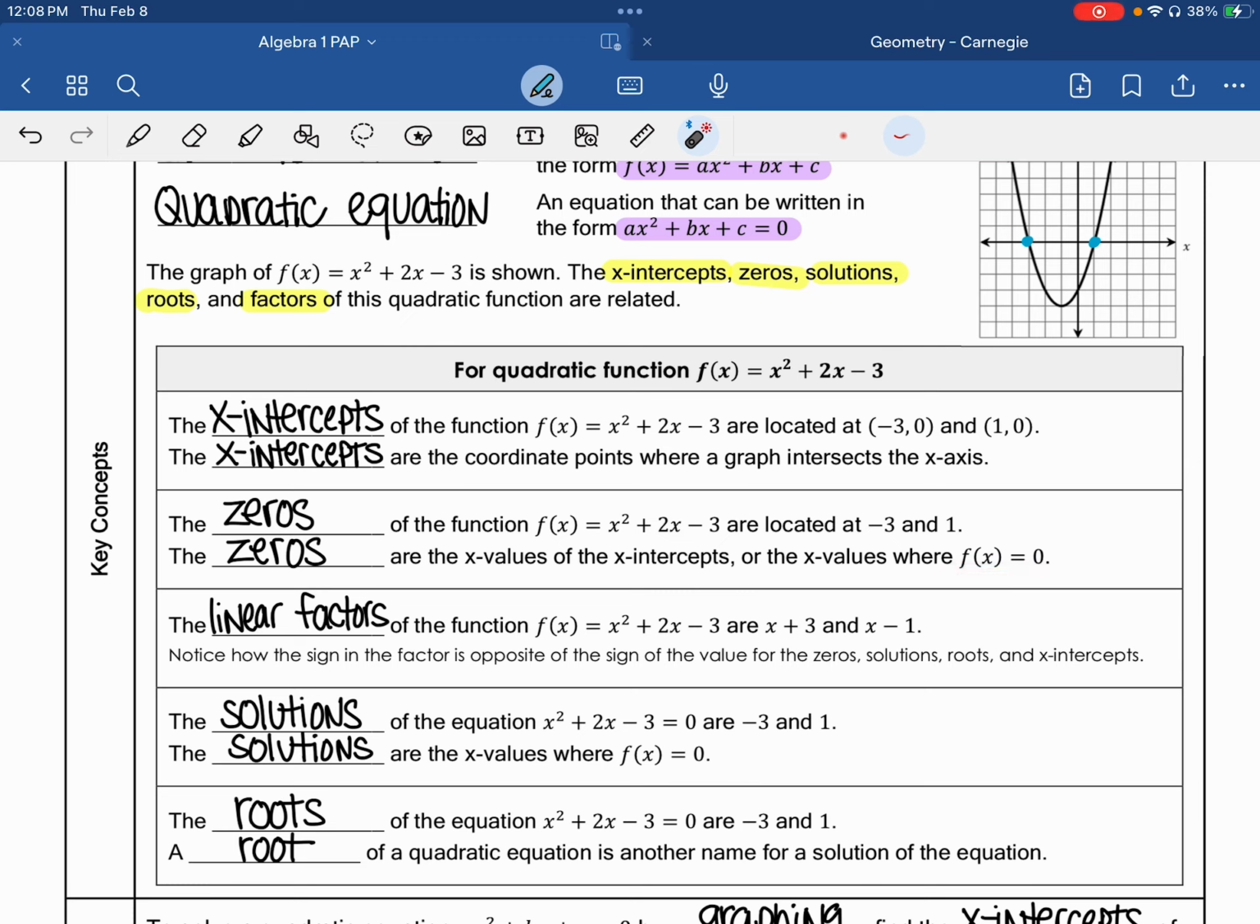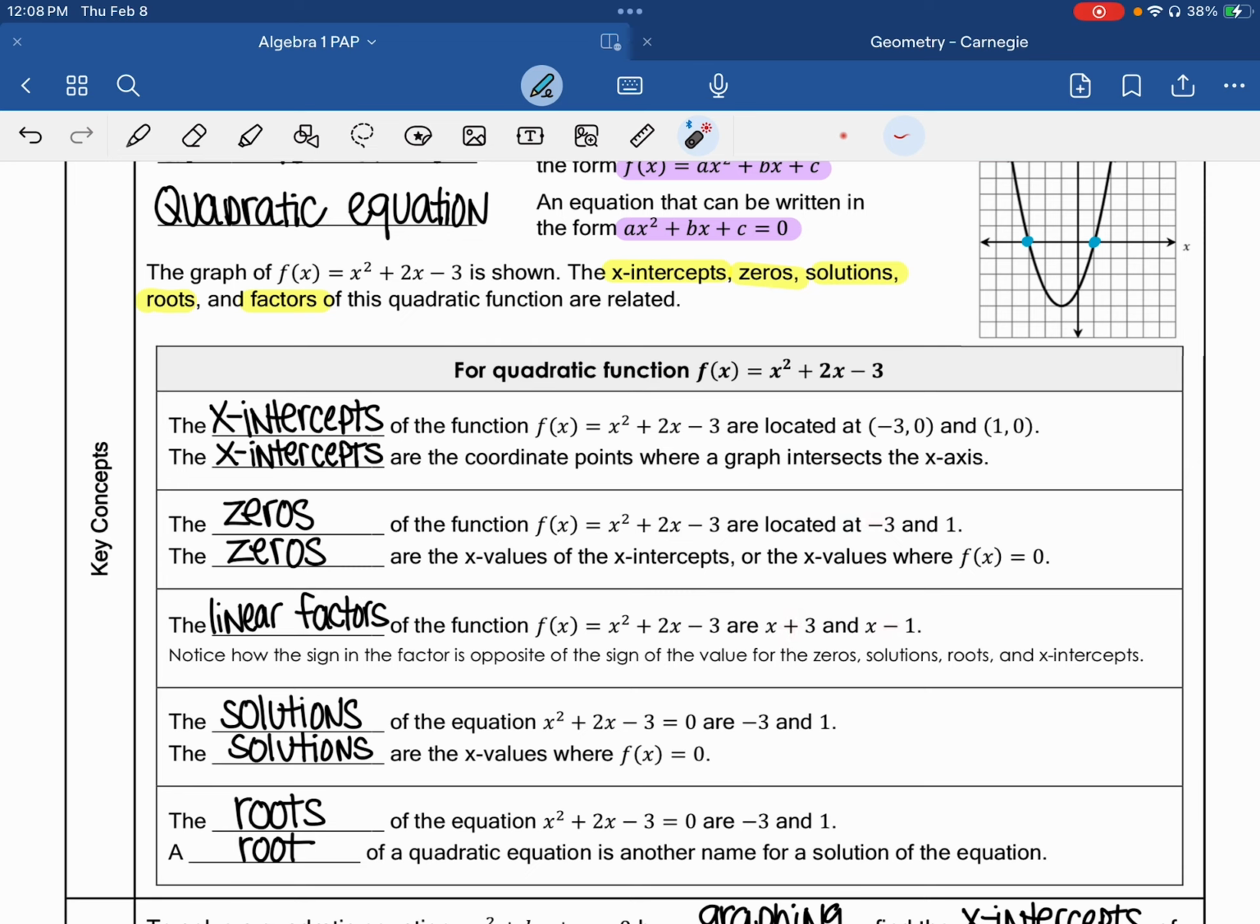The linear factors of the function f of x equals x squared plus 2x minus 3 are x plus 3 and x minus 1. Remember, when we put it into factored form, we have our two factors, x minus p and x minus q. So when I plug them in, x minus -3 is going to become x plus 3, and x minus +1 will become x minus 1. This is where these linear factors are coming from.